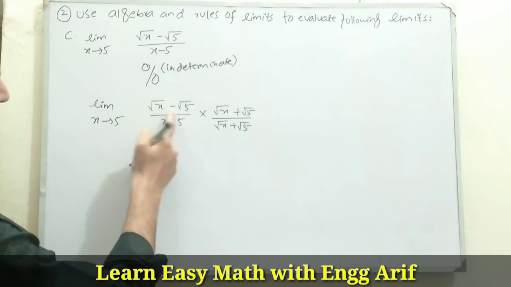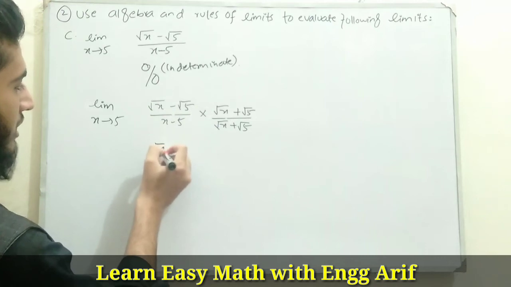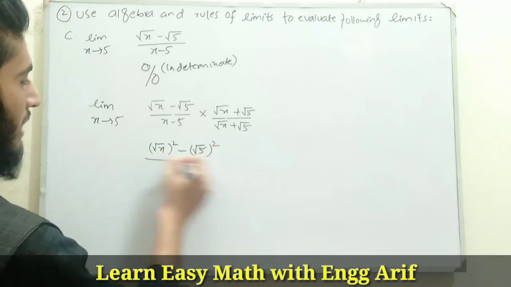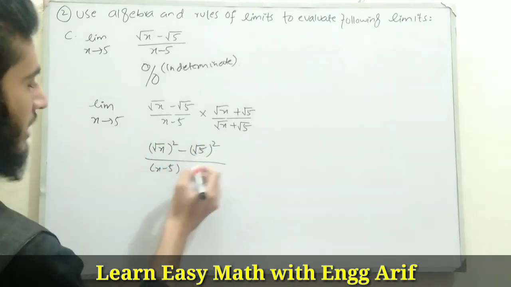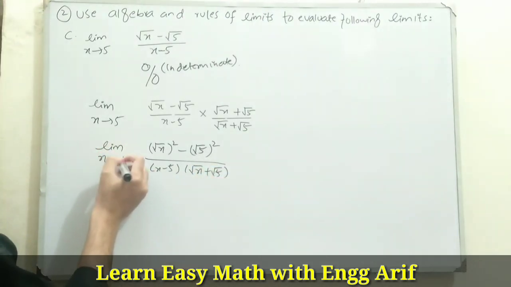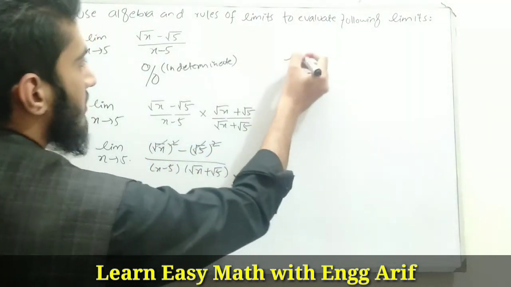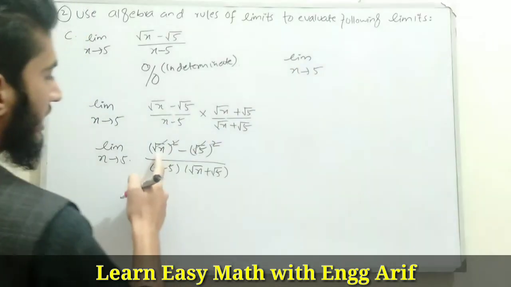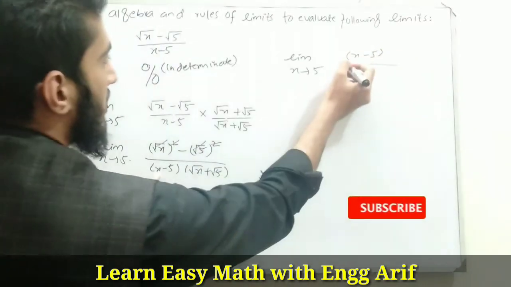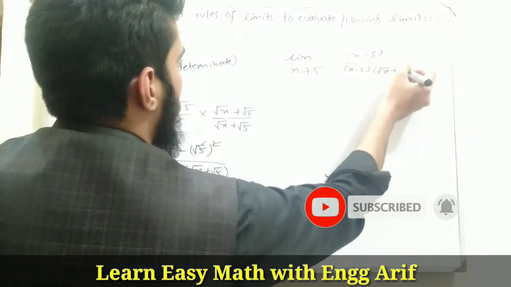So here we have the formula a minus b and a plus b. a minus b multiplied by a plus b gives us a square minus b square. So a is root x, so a square, minus, and b is root pi, so b square, divided by x minus pi multiplied by root x plus root pi, and here is the limit x to pi. Now this square will cancel out with the root, and this square will cancel out with the root, so we are left with limit x approaches pi. Here we are left with x and minus pi, so x minus pi divided by x minus pi multiplied by root x plus root pi.